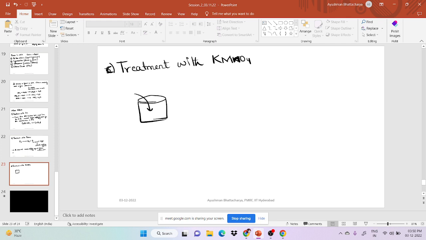Whenever you add this, a pink color should appear. If the pink color is not appearing, that means you have to add extra KMnO4 till the pink color stays. Also, the well in which it is added should not be used for the next 48 hours. KMnO4 is mixed with water in a bucket and added to the well.